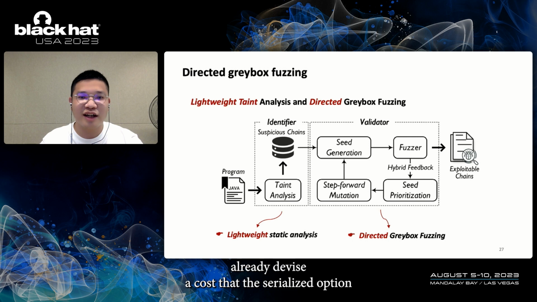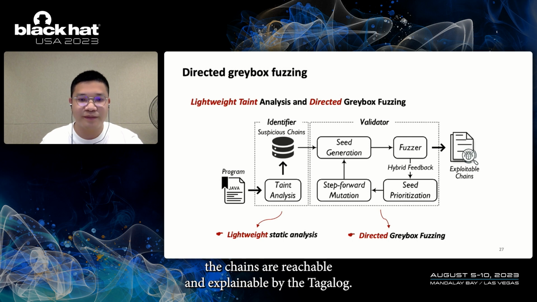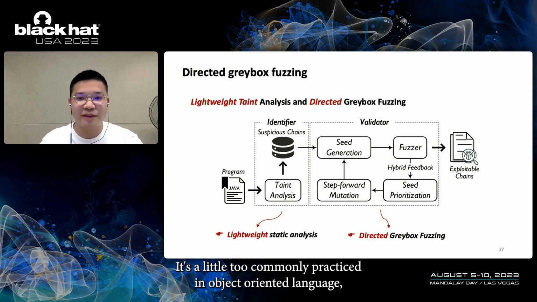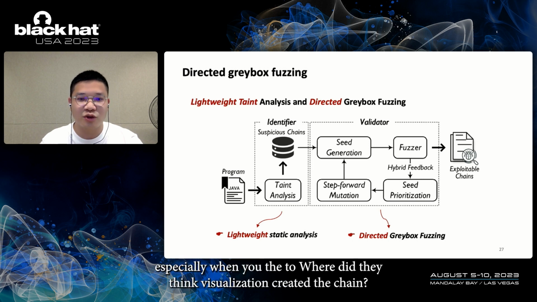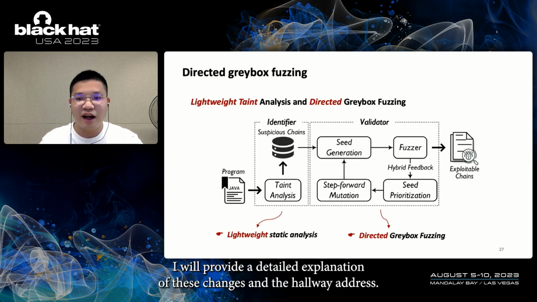ODDFuzz constructs the serialization byte stream as a seed based on the candidate gadget chains, and uses fuzzing technology to verify whether these gadget chains are reachable and exploitable. Fuzzing technology is not commonly practiced in object-oriented languages, especially when it comes to validating deserialization gadget chains. During the usage of fuzzing technology, we encountered several challenges. In the following, I will provide a detailed explanation of these challenges and how we addressed them.